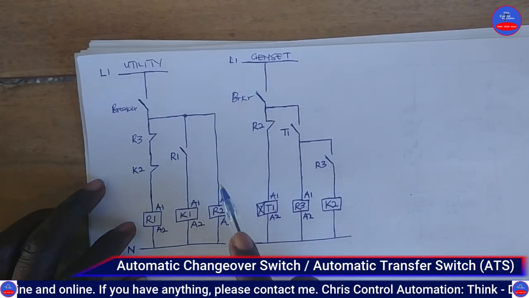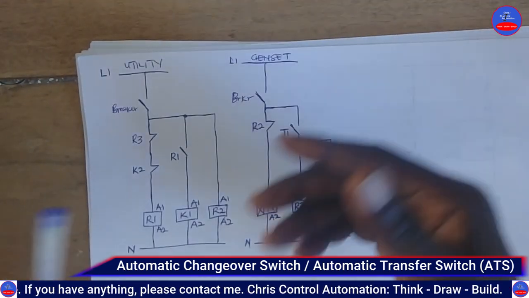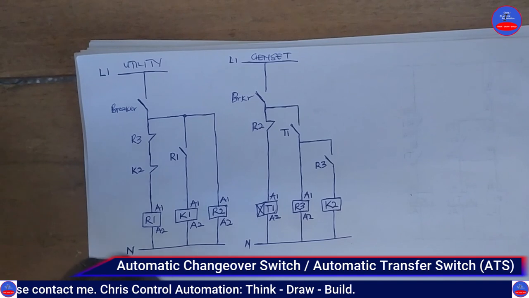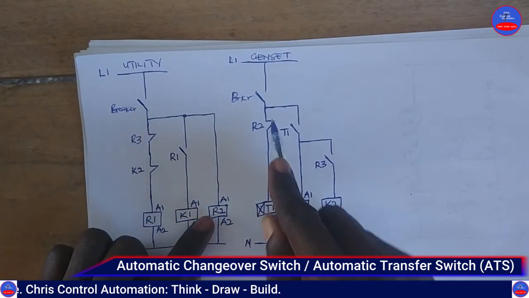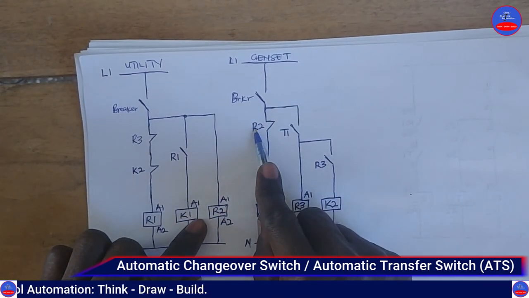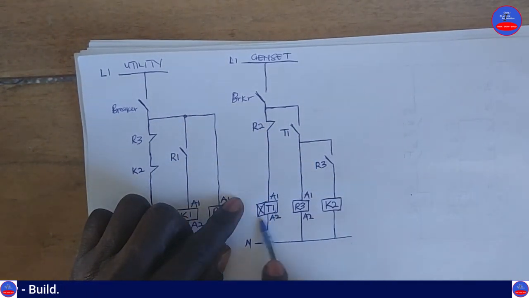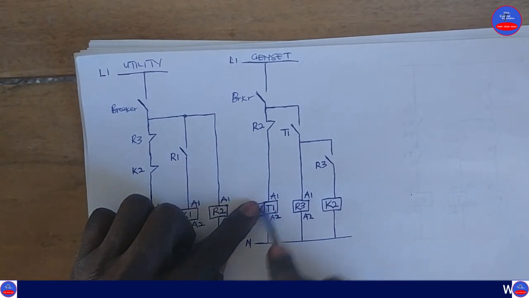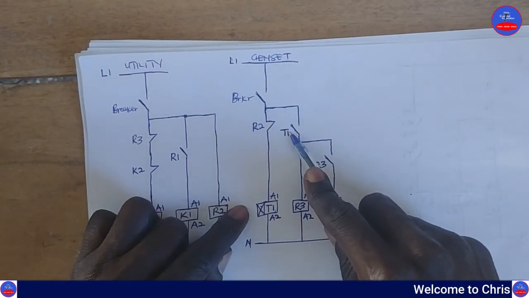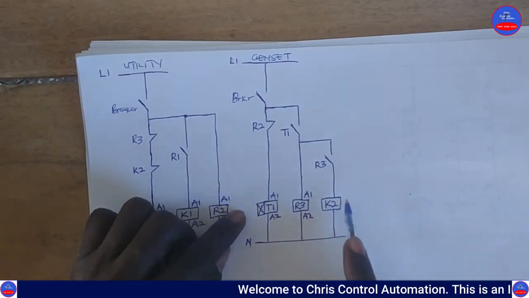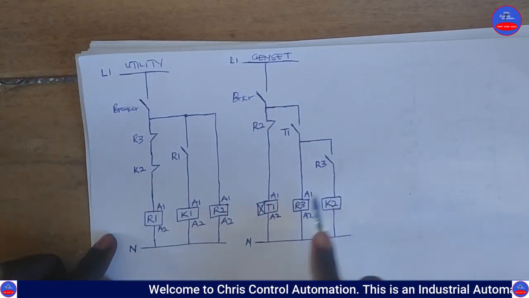This relay is serving as a sensor to indicate that the utility power is on. The moment this relay energizes, it will open this contact. When this contact opens, the timer will de-energize. When the timer de-energizes, this contact will open back because it is on the timer. As it opens, these two contacts, the R3 and K2, are going to de-energize.